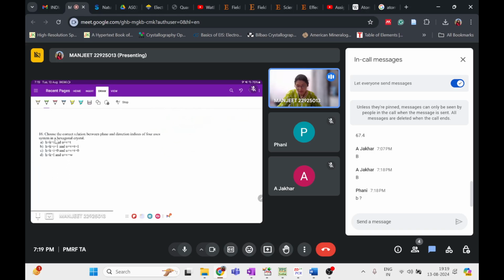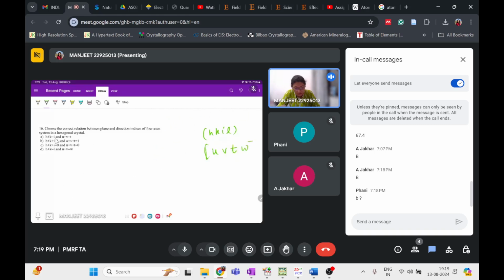Choose the correct relation between the plane and the direction indices of the four-axis system in a hexagonal crystal. So what will it be in hexagonal? We have already defined that my plane is defined as H, K, I, L, and the direction is represented as U, V, T, and W. So what are the possible conditions for the plane and the direction for this four-axis system? I have already discussed this.